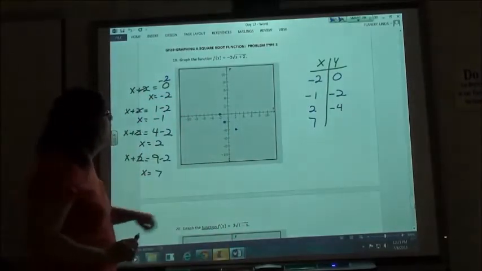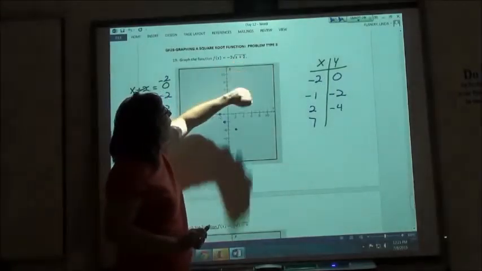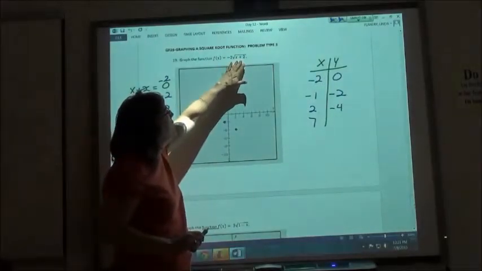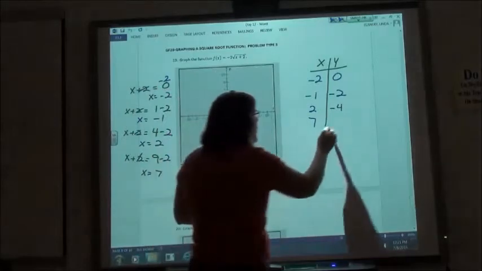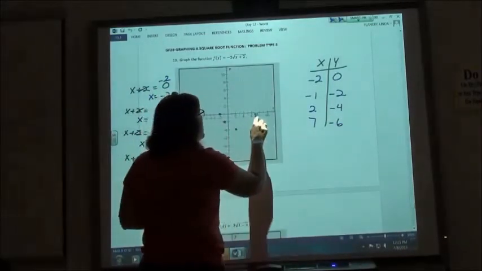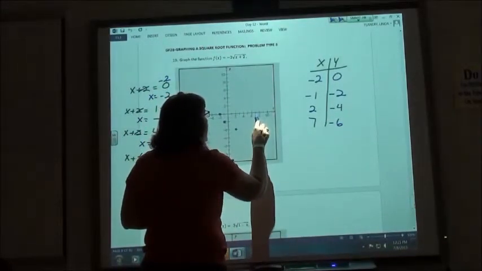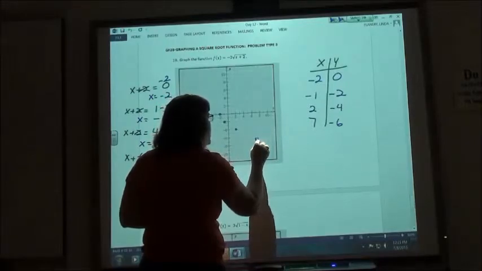Then I'm going to do one more. 7 plus 2 is 9. The square root of 9 is 3. 3 times -2 is -6. So 7 is going to be at -6. 1, 2, 3, 4, 5, 6.